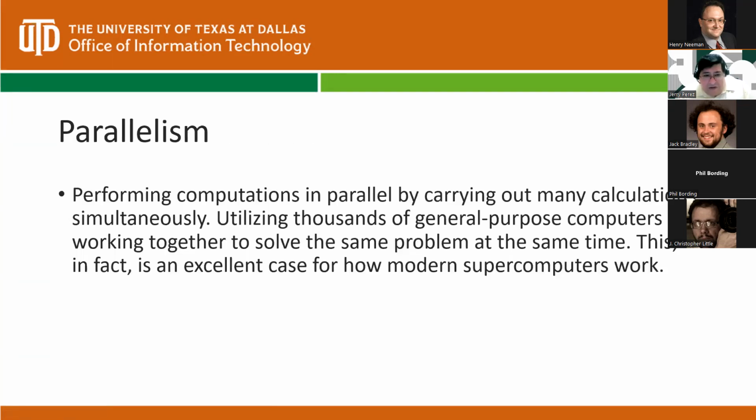Okay, so we spoke a little bit about parallelism and how it functions within a supercomputer. By performing computations in parallel, they carry out many calculations simultaneously. They utilize thousands of general purpose computers all working together to solve the same problem at the same time. So this is an excellent use case for how our modern supercomputers work. But there are different types of parallelism, right?